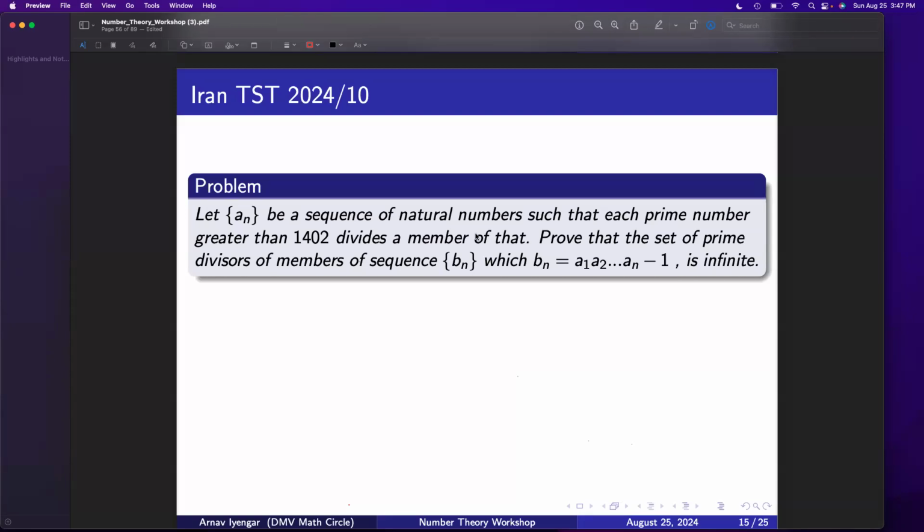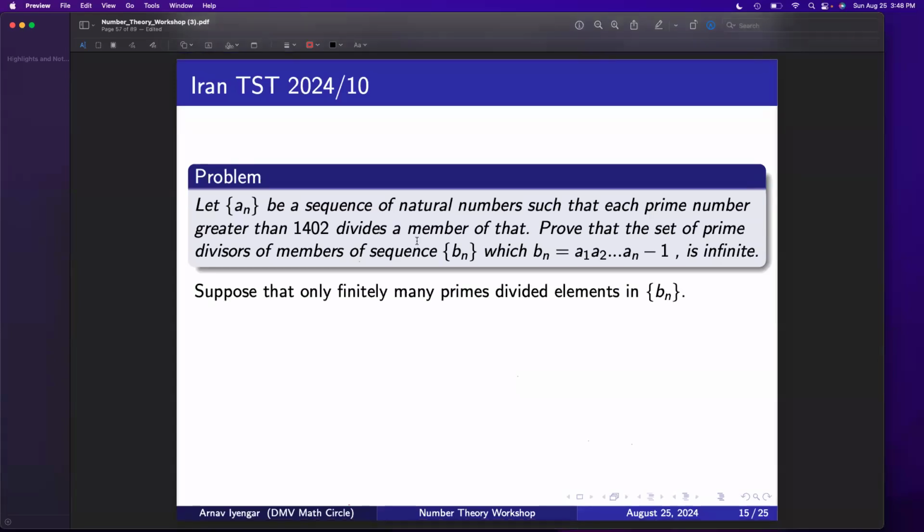Now we're trying to prove that there's infinitely many primes that divide some element of the sequence Bn. It can be different elements for different primes. The first thing we're obviously going to do is suppose that this was not true, and only finitely many primes divided some element in the sequence. So now, what can you say about certain primes that divide elements in Bn?